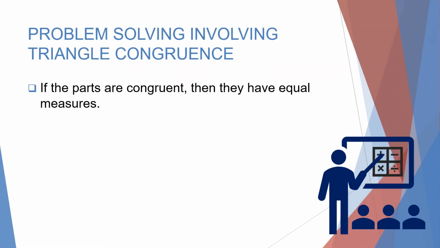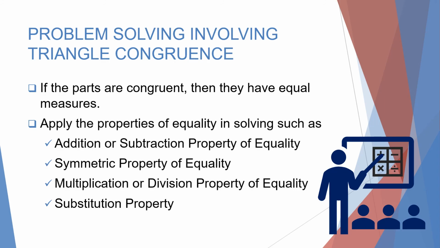So, I want you to remember this. In solving problems involving triangle congruence, if the parts are congruent, then they have equal measures. And these are the properties of equality that you need to apply. We have the addition or the subtraction property of equality. When we say addition or subtraction, kung anong inad sa left, siyang i-add sa right. Or kung anong sinubtract sa left, siya ding isusubtract sa right. Symmetric property, yun yung pinagpapalit ng position yung nasa left and right side ng equation.